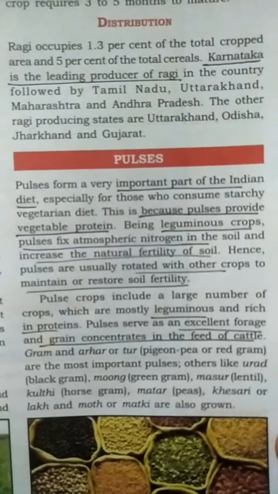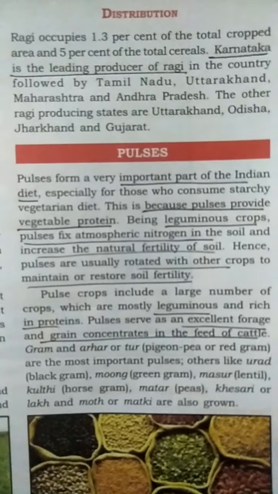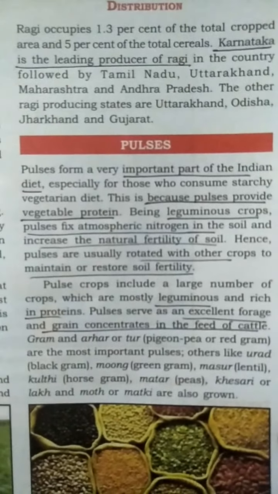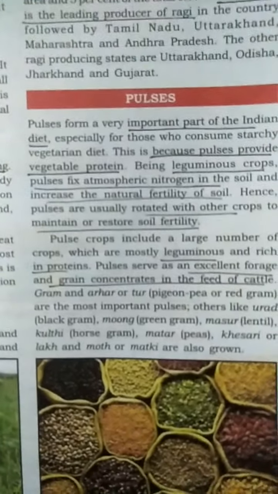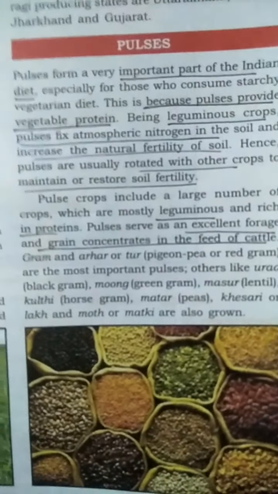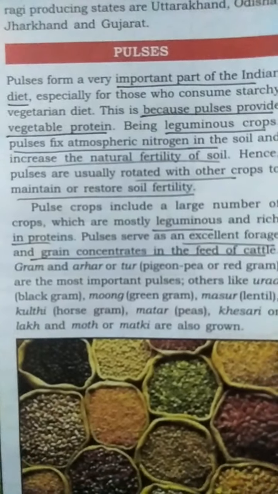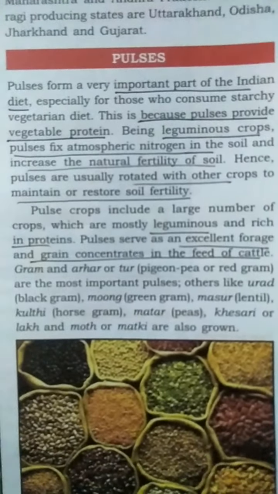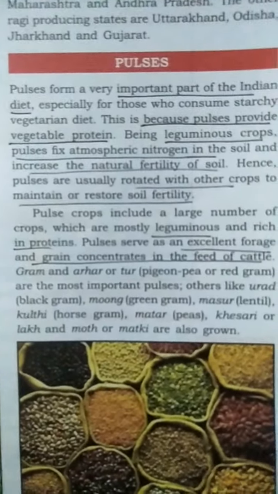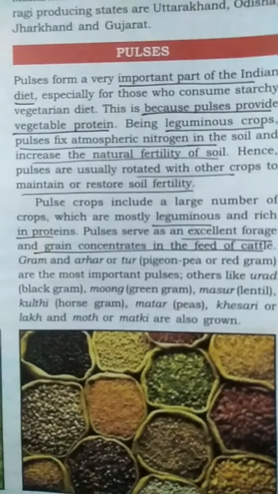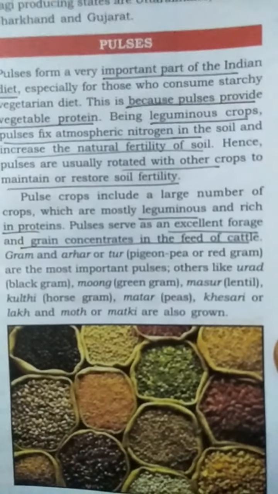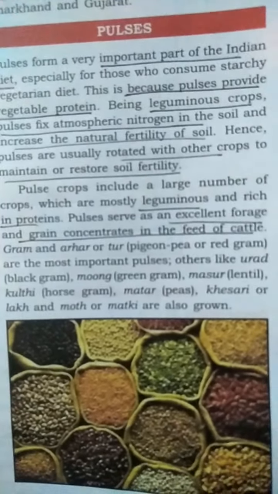These leguminous crops are rich in protein also, and pulses serve as excellent forage and grain concentrate in the feed of cattle also. A few pulses are mentioned here: gram and arhar or tur, that is gram is pigeon pea and arhar is red gram. These are the most important pulses. Others like urad, black gram, moong, green gram, masoor, lentil, kulthi, horse gram, matar, peas, khesri or laag, and moat and matkai are also grown.